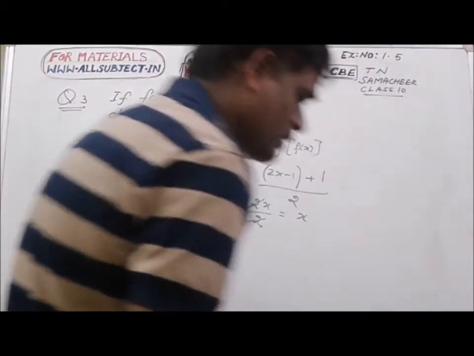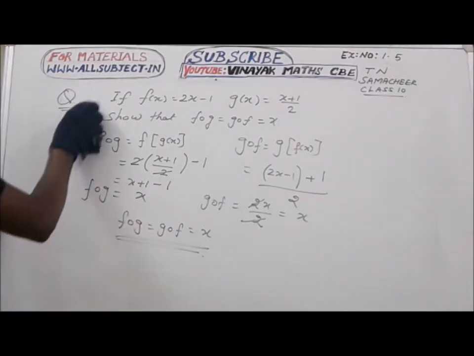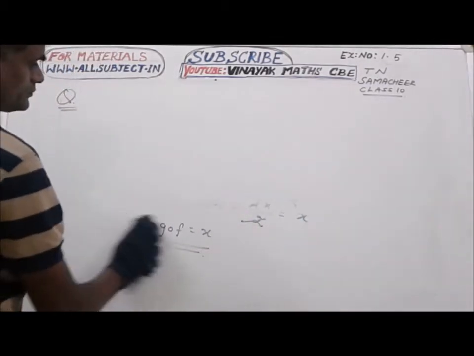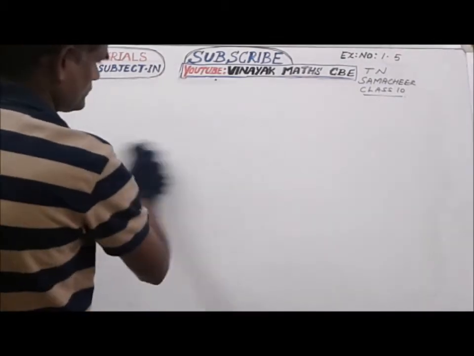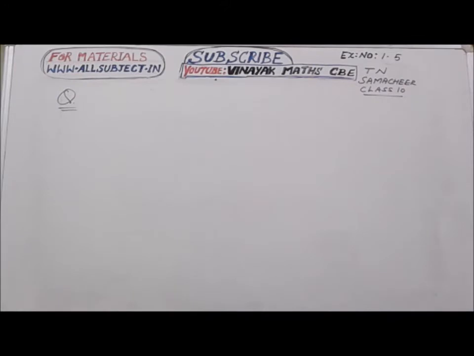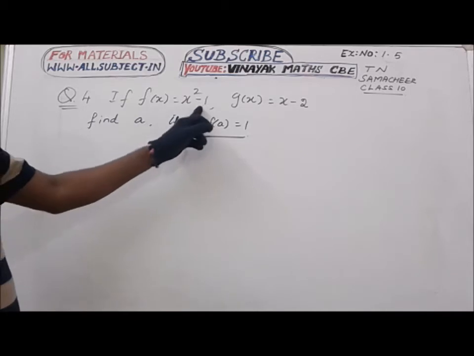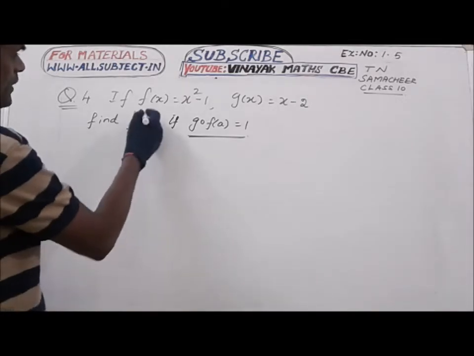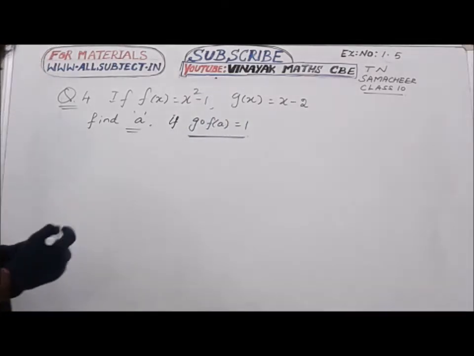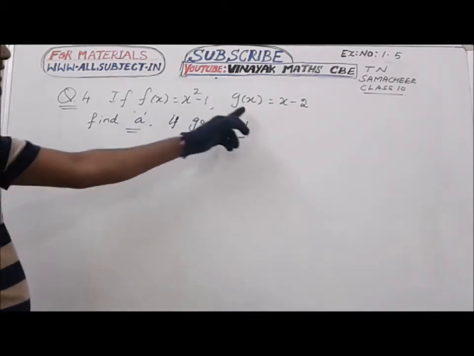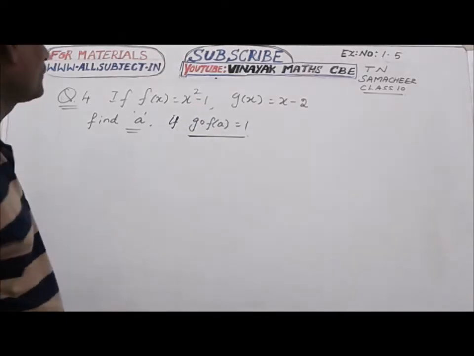Now question number 4. If f of x is equal to x square minus 1 and g of x is equal to x minus 2, find a if g of f of a equal to 1. G of f of a value is 1. We need to find a where f and g are given as x square minus 1 and x minus 2.